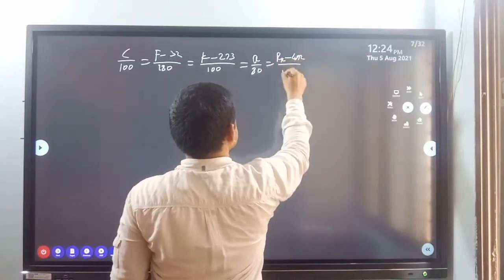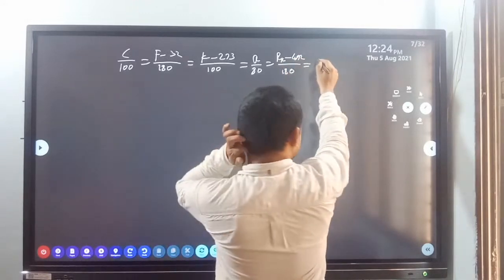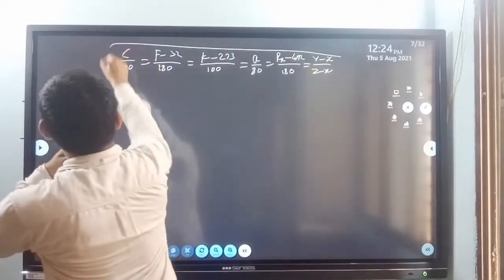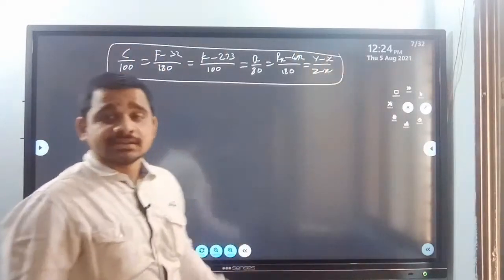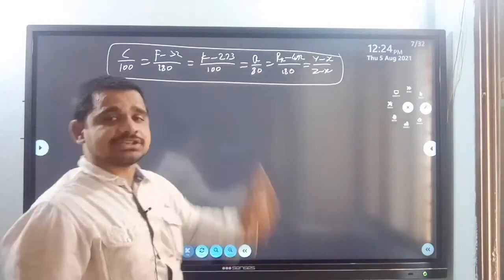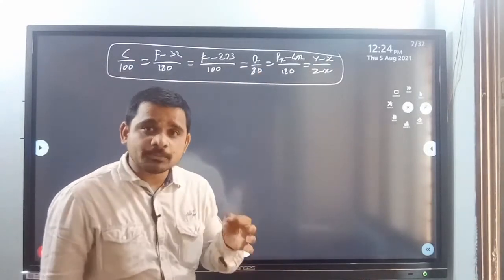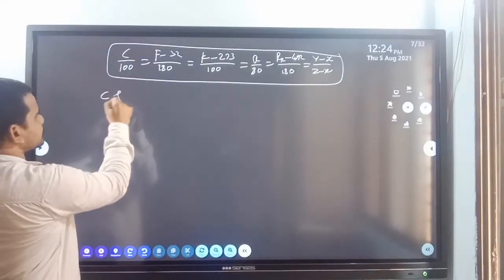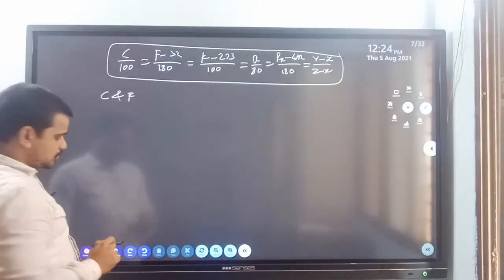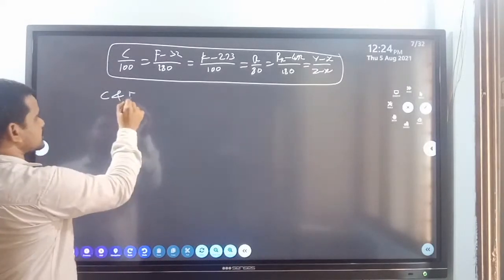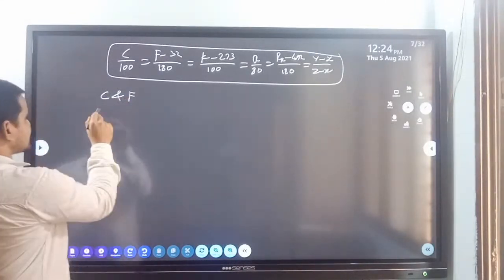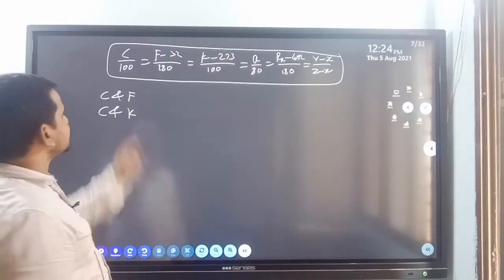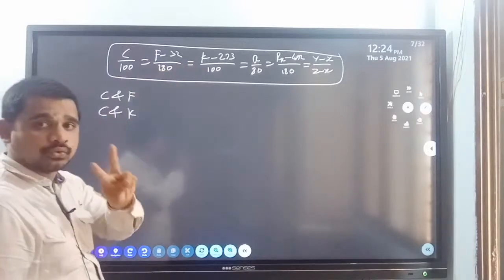Okay? One second. This is a faulty thermometer: Y minus X by Z minus X. This is the relation. See here, for nearly 4 days I am writing this relation. In the same way you have to practice it. I have drawn a graph between C and F, and I have shown how to draw it, right? And next I have practiced one more between C and K also. So two graphs I have drawn here.